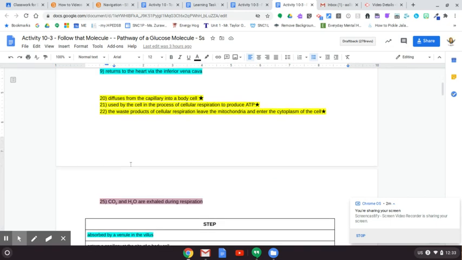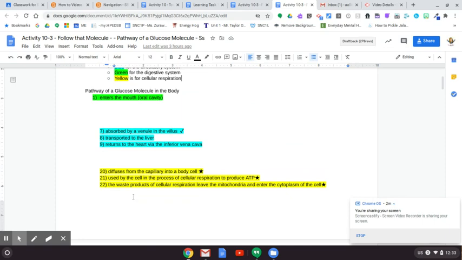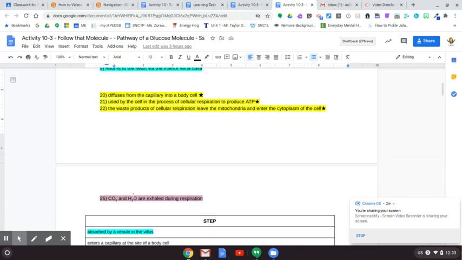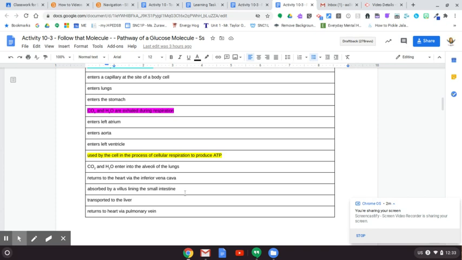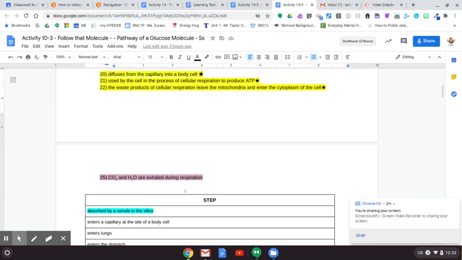Afterwards, you're thinking about how it finally ends up that the carbon dioxide and the water are exhaled during respiration. Down below, you have all the steps. You need to think about how those are going to go in order.